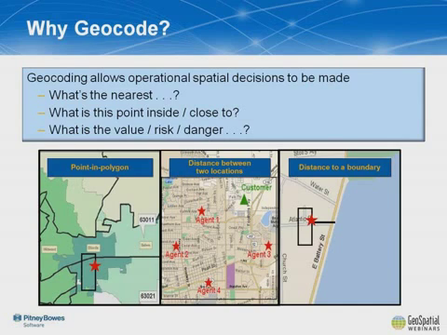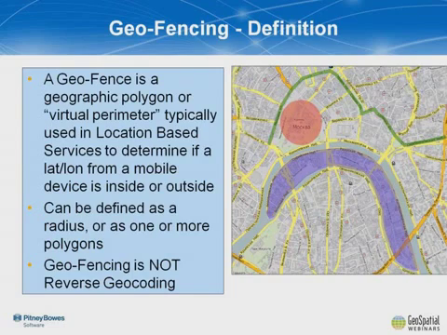Now on this next slide, we're going to be talking about a definition called geofencing. Geofencing gets used a lot in social networking and location-based services. A geofence is, in fact, a geographic polygon or a virtual perimeter, and it determines if a lat long from a mobile device is inside or outside.